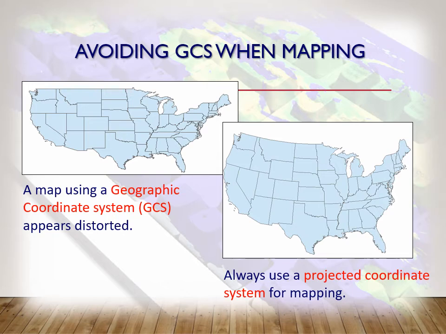One aspect of coordinate systems that is relevant to a map, bottom line, you should not ever use a geographic coordinate system when you are mapping. So take a look at the map on the left. What it does is it really distorts certain states. And this line here is really not a straight line. Using a country-wide or continent-wide projection is a much better way of displaying your data.